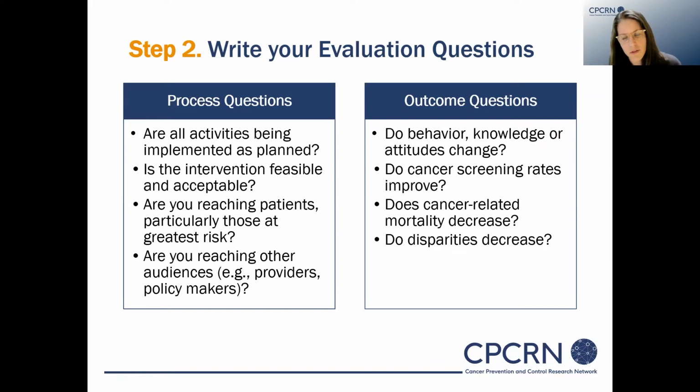For the outcome evaluation, your questions will be a little bit different, and you might want to ask things like, do behavior, knowledge, or attitudes change? So that's getting at some of your shorter or medium-term outcomes. Do cancer screening rates improve? And then some of your more distal outcomes might be, does cancer-related mortality decrease, or do disparities decrease? So these questions will vary for you depending on your intervention and what your activities and goals are. But it's good to keep in mind these two categories so that you cover both types of evaluation.